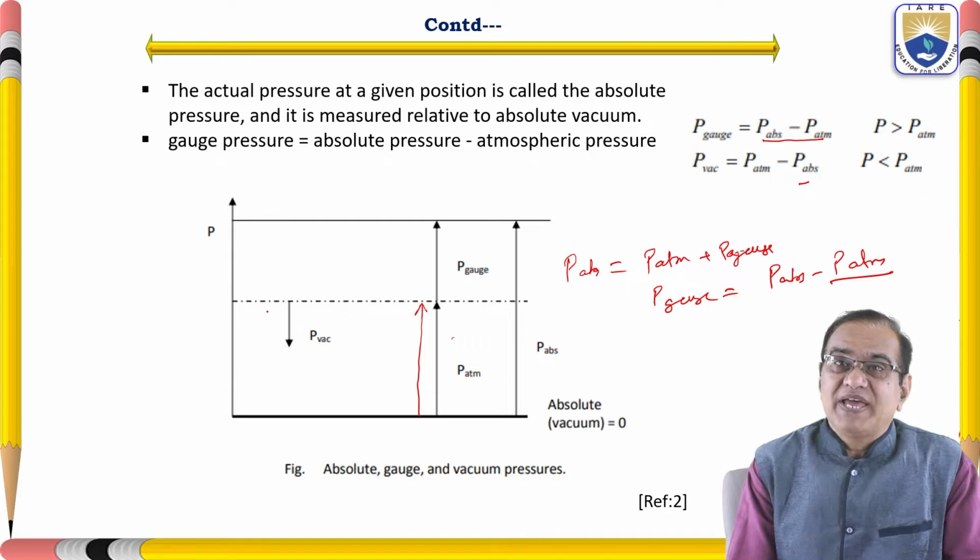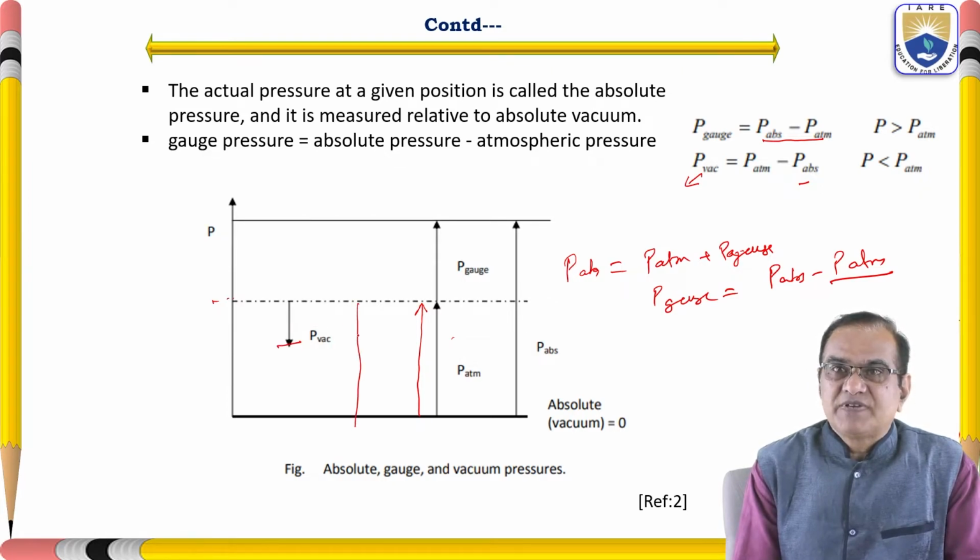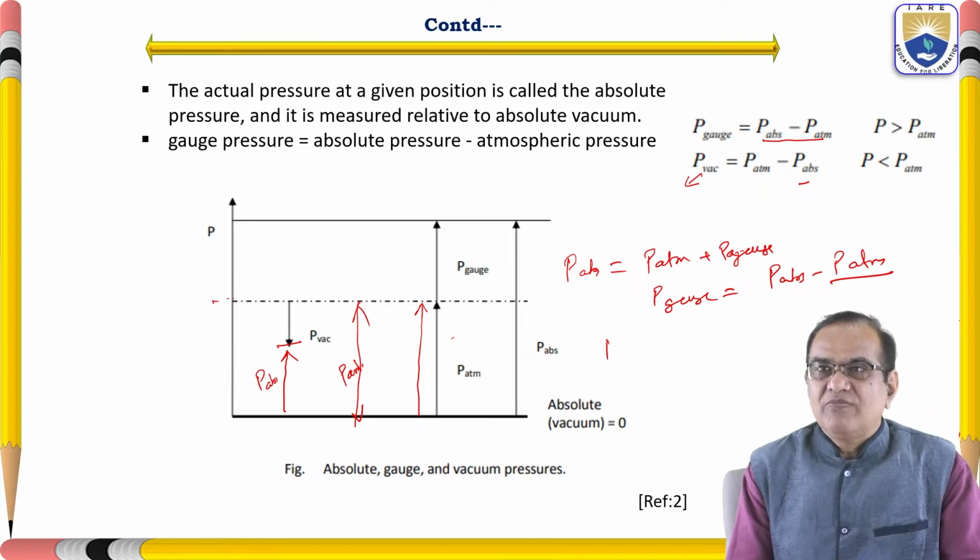If we want to compare P vacuum, from the P atmospheric line, if it is less than that, then P vacuum is equal to P atmospheric minus P absolute. From here to here is P atmosphere, and from here to here is P absolute. So P vacuum is equal to P atmosphere minus P absolute.